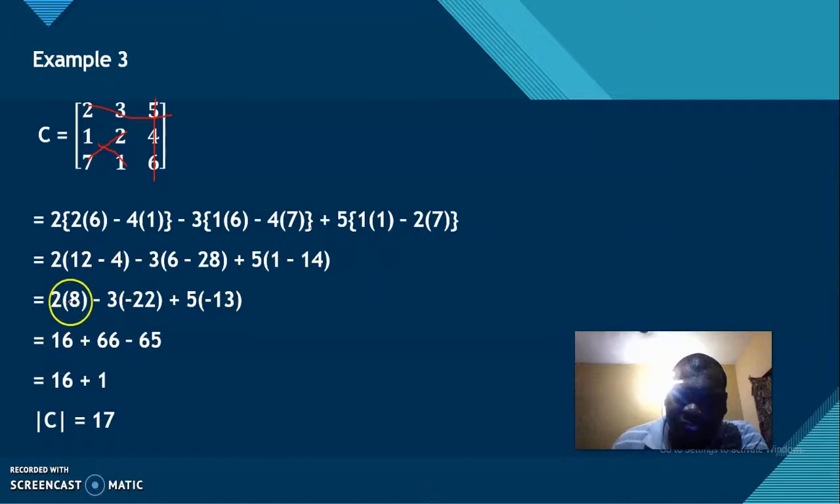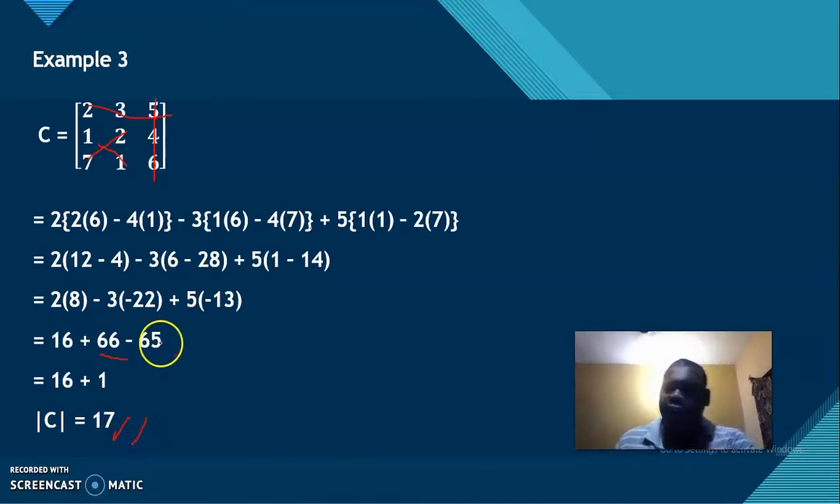So now 12 minus 4 is 8, that's why we have 8 here. 2 open bracket, 12 minus 4, that's 8, minus 6 minus 28 is minus 22, multiplied by minus 3, plus 5, 1 minus 14 is minus 13. So that gives us 2 times 8 is 16, plus 66, that is minus 3 times minus 22 gives us plus 66, then plus 5 times minus 13 gives us minus 65. So now we have 16 plus 66 minus 65 gives us plus 1. So 16 plus 1 is 17. So the determinant of C here is 17.